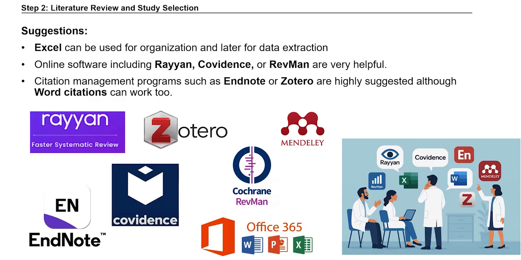But these days, with online software, including Rayyan, Covidence, RevMan, and other software that I might not have included here, but these are the most famous ones. And also with the citation management programs, such as EndNote, Zotero, and sometimes, though I'm not very comfortable with it, Word citations can work too.